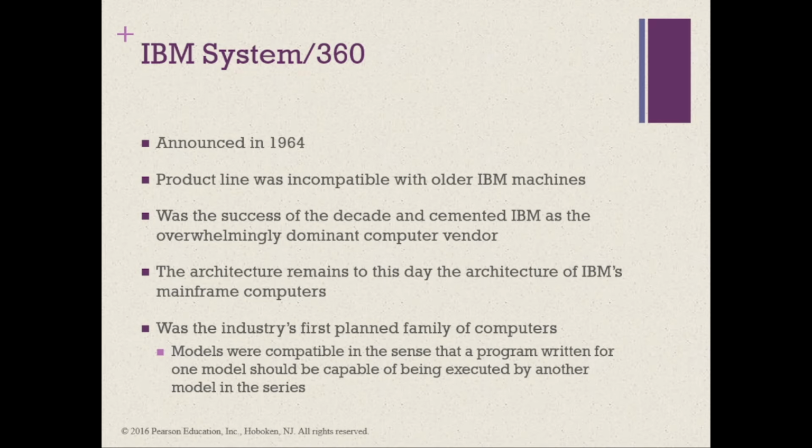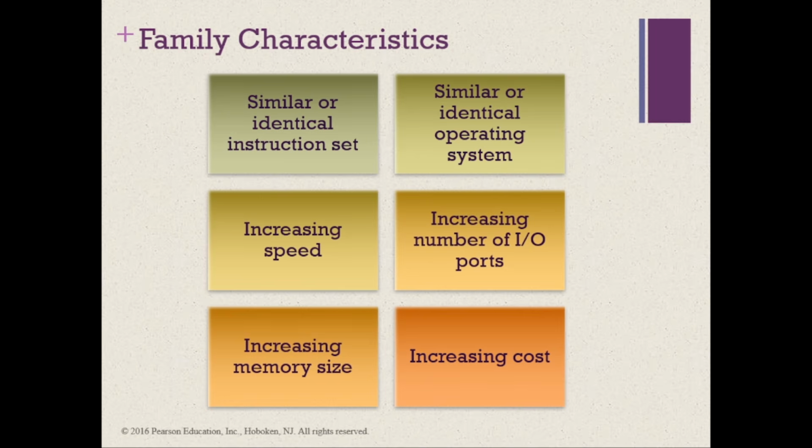So the System 360 was the industry's first planned family of computers. The family covered a wide range of performance and cost. The models were compatible in the sense that a program written for one model should be capable of being executed by another model in the series, with only a difference in the time it takes to execute. So the System 360 is the one that started the trend of family models of computers and laptops. So next, let's delve into the family characteristics of the IBM 360.